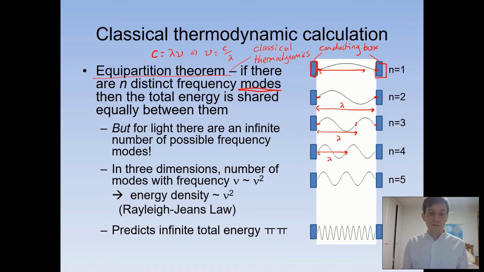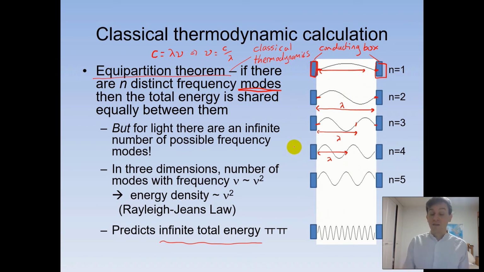But this is a clear problem because the possible values of lambda are actually infinitely many. I can fit one wavelength in the box like this, or two wavelengths in the box like this, or 3 or 4 or 5, but the number of wavelengths I can fit in the box goes up to infinity, right? And if I have infinitely many different modes, all with the same energy, then this predicts an infinite amount of total energy, which obviously is totally physically impossible.